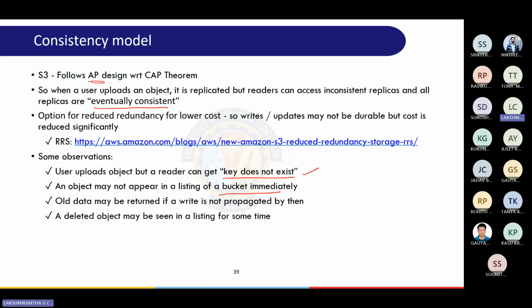Okay. Understanding my point, guys. S3 used to offer reduced redundancy storage. Here I've mentioned reduced redundancy storage. In short form, we are going to call it the RRS option, for lower cost, where writes or updates might not be durable. So this is a classic big data trade-off, guys. Lower durability for reduced cost is the classic big data trade-off.